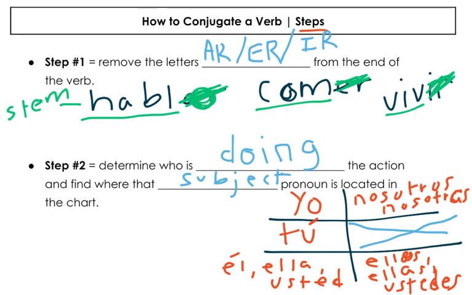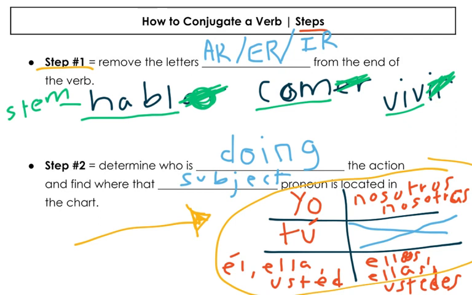Okay. So those are the first steps. The first 2 steps. Let's recap. So step 1, remove the letters AR, ER, or IR, depending on what kind of verb it is, because remember, there's 3 types of verbs in Spanish. Step 2, you need to figure out who's going to be doing the action. Is it going to be I do it, you do it, he does it, she does it, whoever it may be. And you need to know where that specific subject is located in one of these charts.